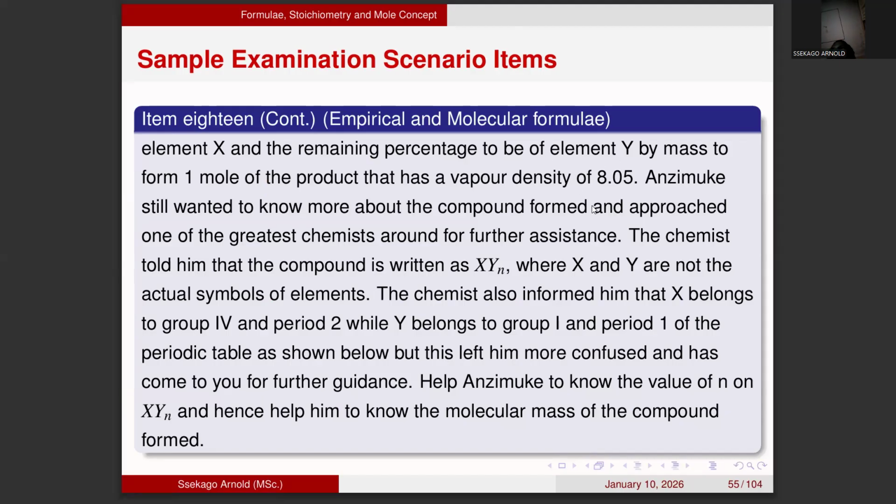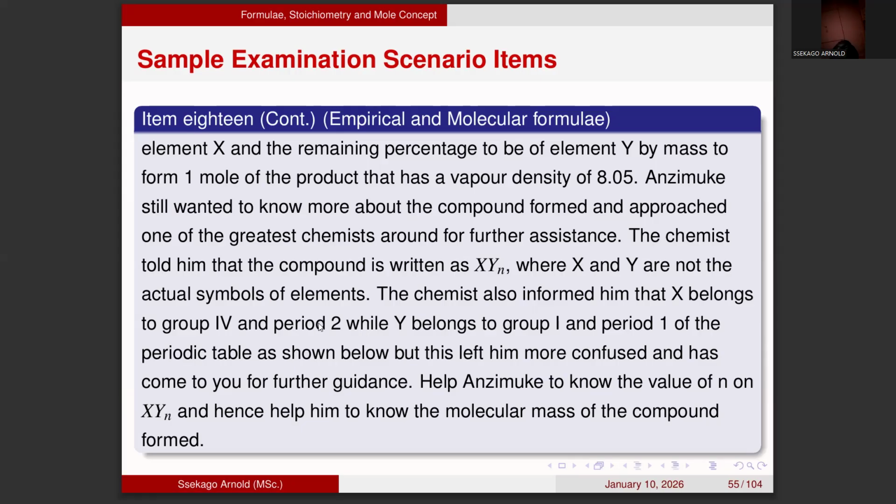Now, this is a new term: vapor density 8.05. Anzimuke still wanted to know more about the compound formed and approached one of the greatest chemists around for further assistance. The chemist told him that the compound is written as this, where X and Y are not actual symbols of elements.